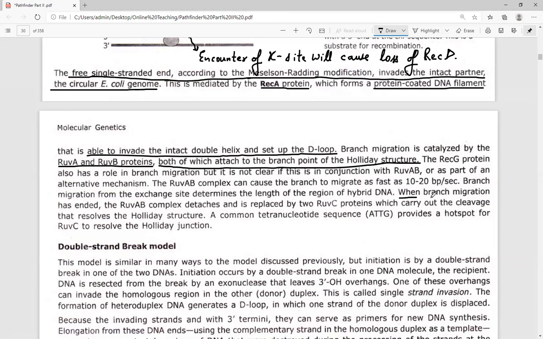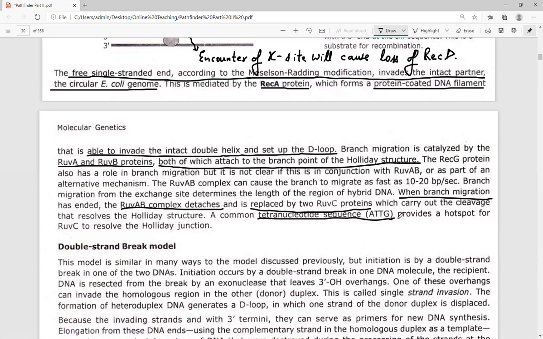When branch migration is being completed, the RuvAB complex detaches and is replaced by another protein called RuvC, which carries out the cleavage that resolves the Holliday structure. A common tetranucleotide sequence, ATTG, provides a hotspot for RuvC to resolve the Holliday junction.